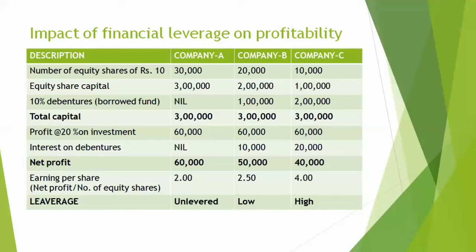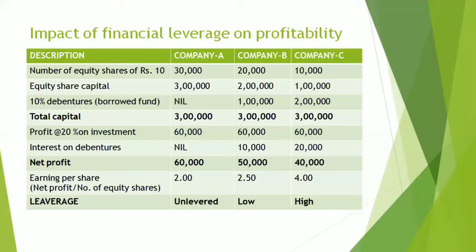Now if we talk about company B, which has also issued debenture of rupees 1 lakh, here you can see net profit is 50,000 and number of equity shares are only 20,000. So 50,000 divided by 20,000, the answer will come 2.5. That is, earning per share is 2.5. In case of company C, net profit is 40,000 and number of equity shares are only 10,000. So 40,000 divided by 10,000, it will come rupees 4.